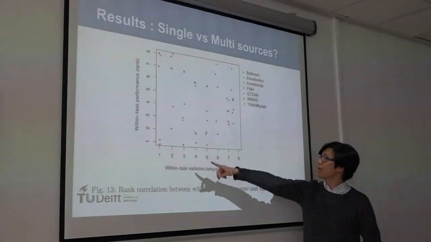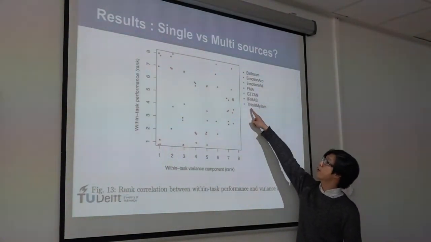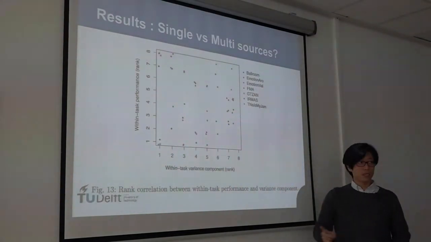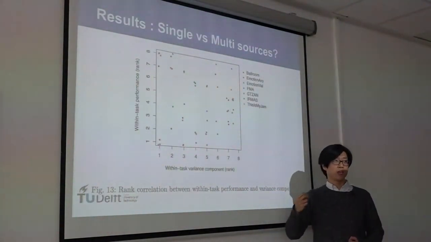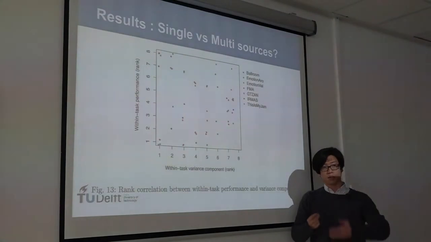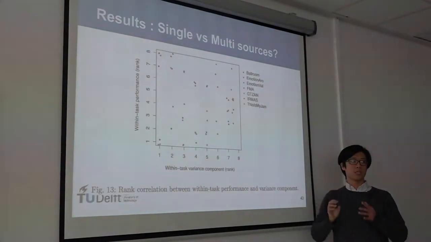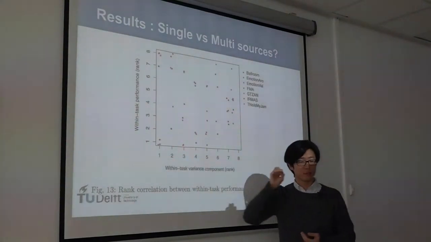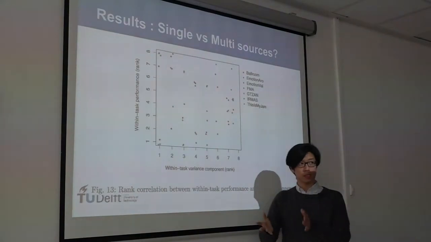So we have two dimensions here, and each dot indicates a learning source, and the coloring is based on the evaluation data set. The x-axis means the rank of each learning source in terms of test variance components, which means to what extent the existence of this learning source affects the entire variance of the performance. And the y-axis is simply the ranking of each learning source's performance over the evaluation task. This is the case where each learning source is used only with a single neural network.